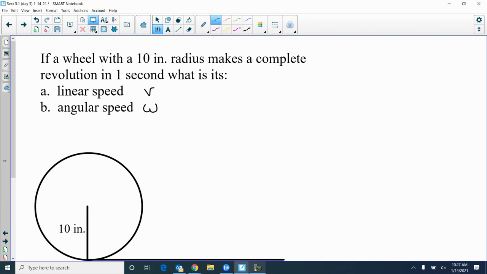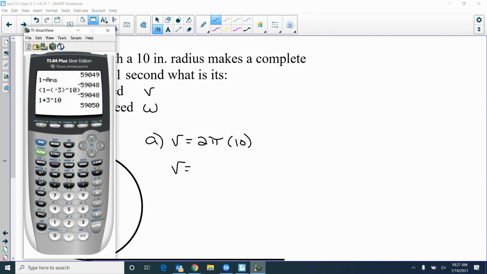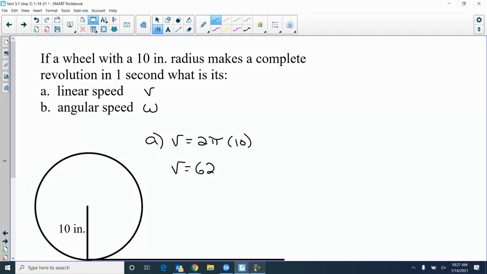The circumference. So it makes one revolution. So for the linear speed, it will be the circumference, which is 2 pi times, in this case, 10. And so we get 20 pi, 62.8. And in this case, what's it going to be? Inches per second.